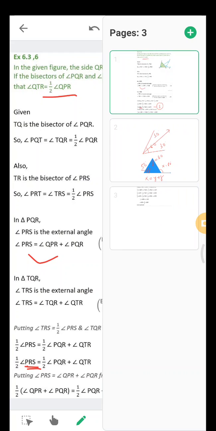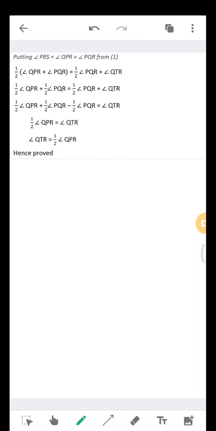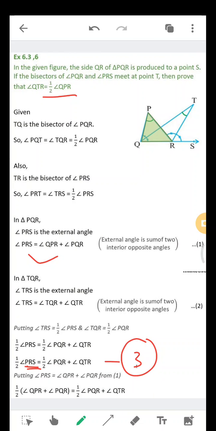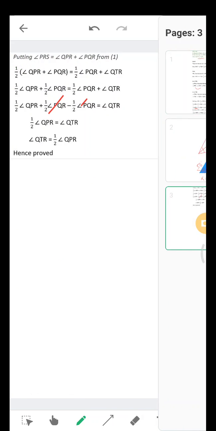Now what can I do? Let's multiply half with QPR and half with PQR. Opening the bracket, we get half QPR plus half PQR is equal to half PQR plus QTR. I can transpose this to the left. Half PQR and half PQR get cancelled. What remains is half QPR is equal to QTR, so QTR is equal to half of QPR. What is our RTP? QTR is equal to half of QPR. So finally we proved it.